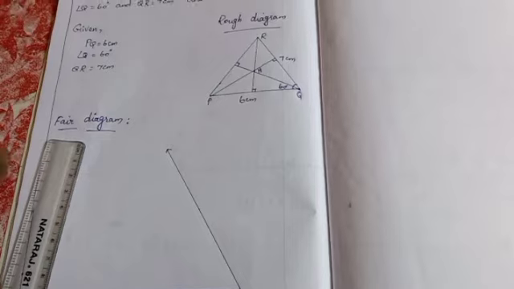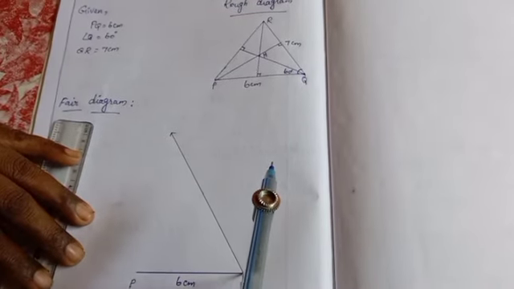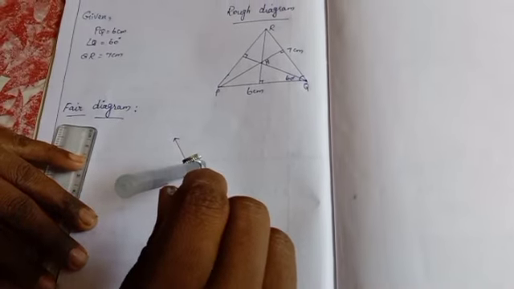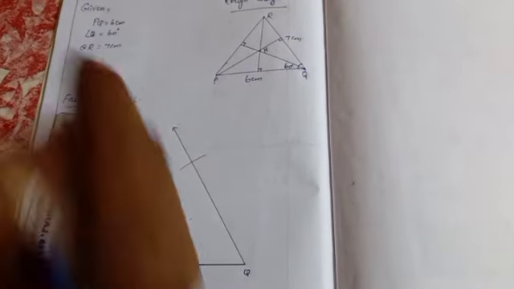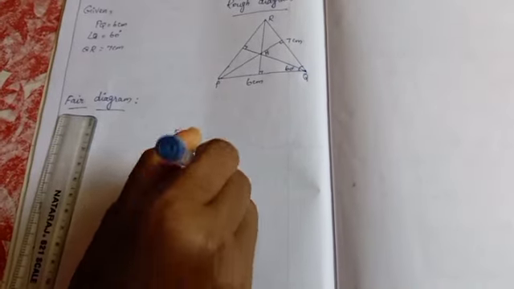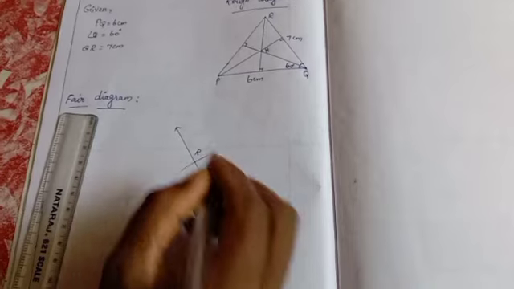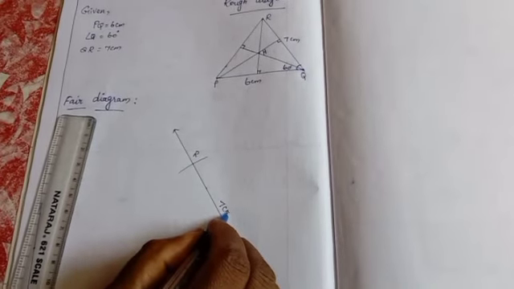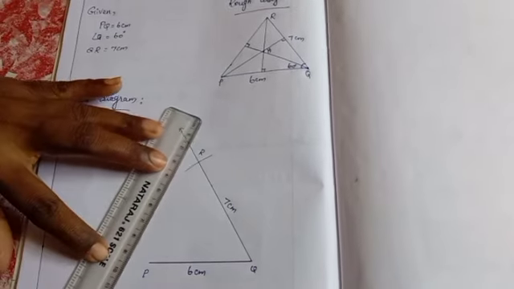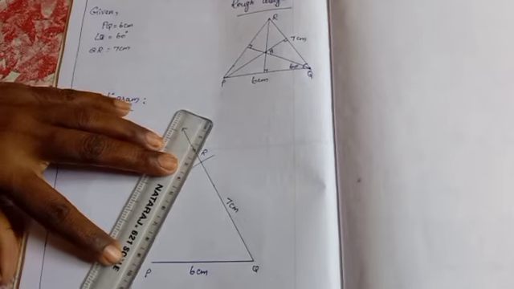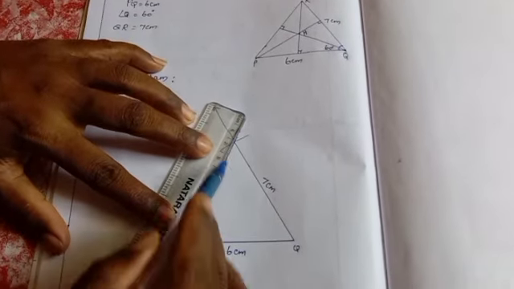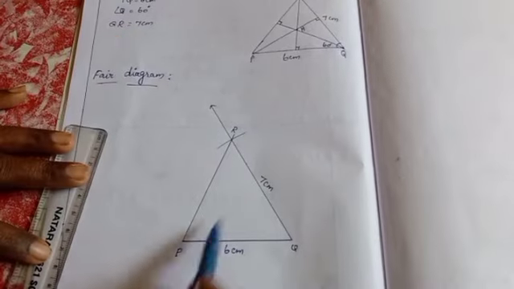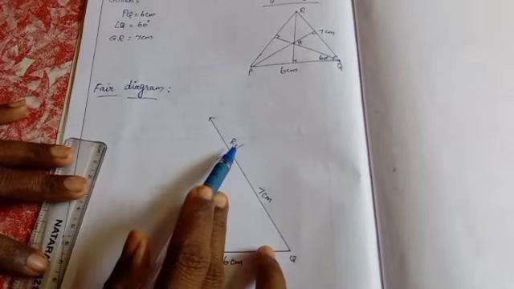Keep the compass needle on Q. You have to draw one arc. This arc intersecting point is R. This is 7 cm. Now you have to join P and R. Students, now you have to join the points PR. Now we get the triangle PQR.